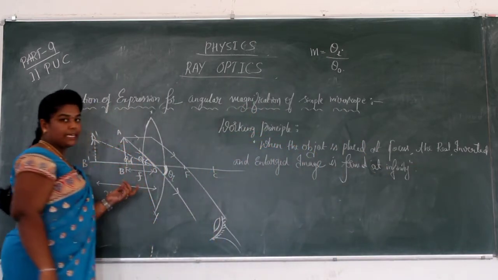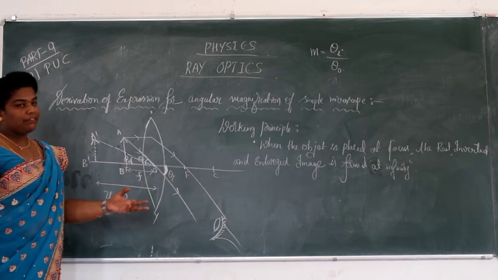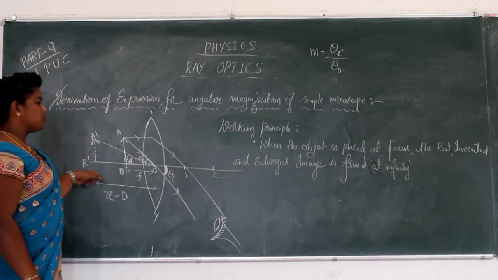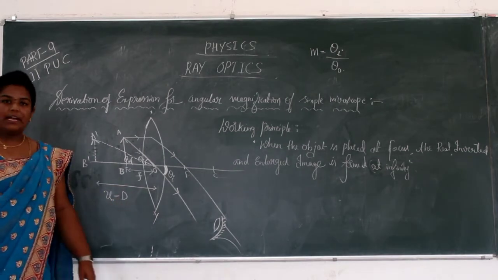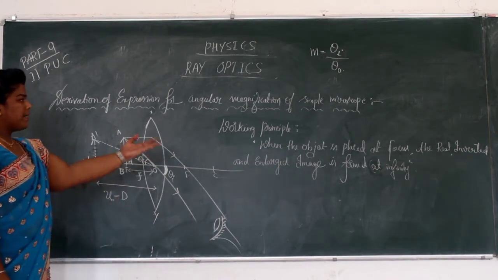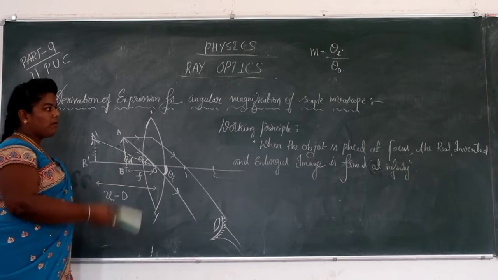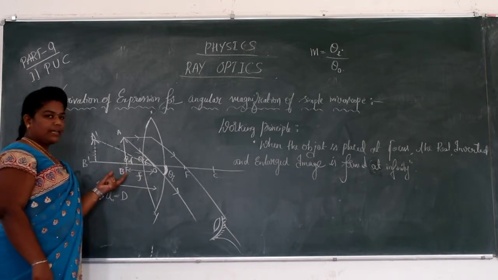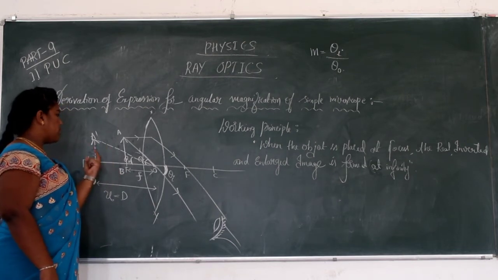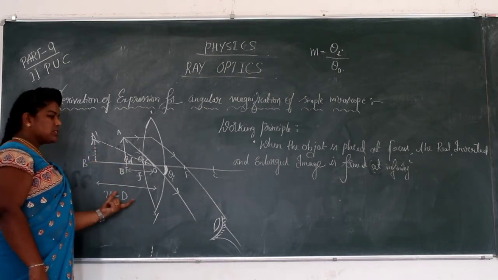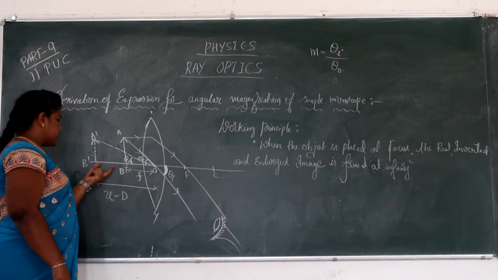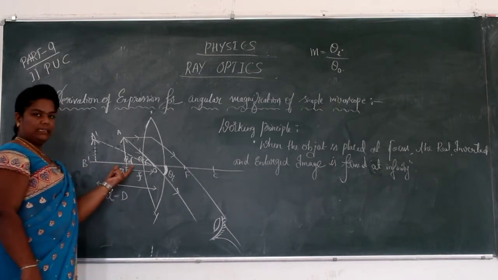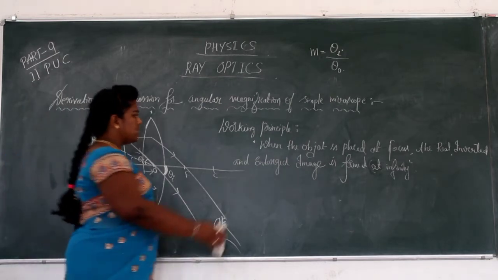Some textbooks even give that the image is formed at infinity for calculation of angular magnification, if the object is assumed to be placed at the least distance of distinct vision. No problem, you can write this working principle also. Now you can see here, we just drew the diagram because we are assuming that the object is placed at the least distance of distinct vision. So we placed the object at this position and we wrote the angle theta naught. Dear students, this is only the assumption.